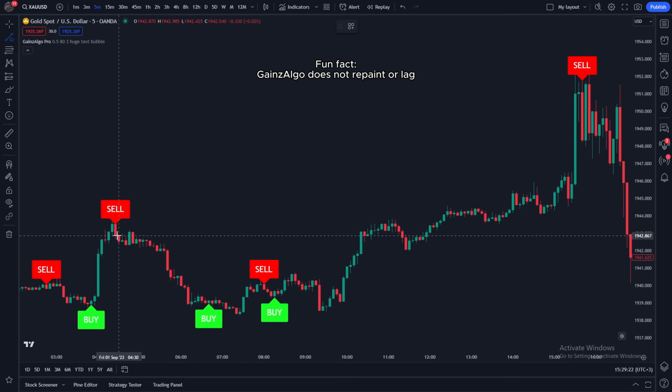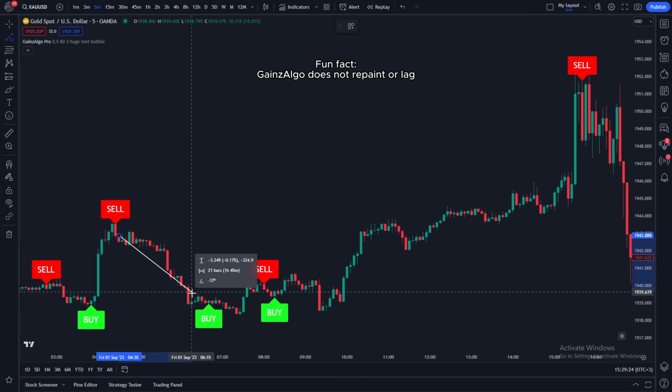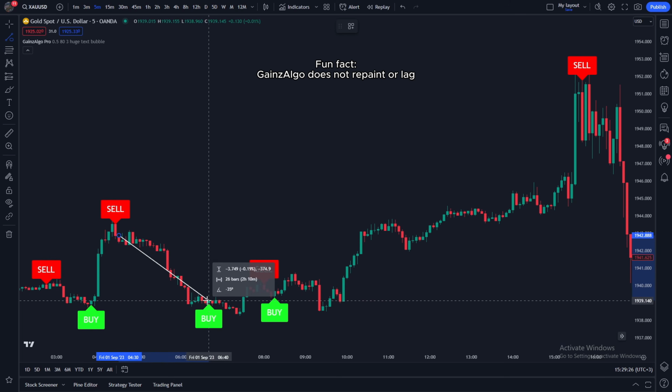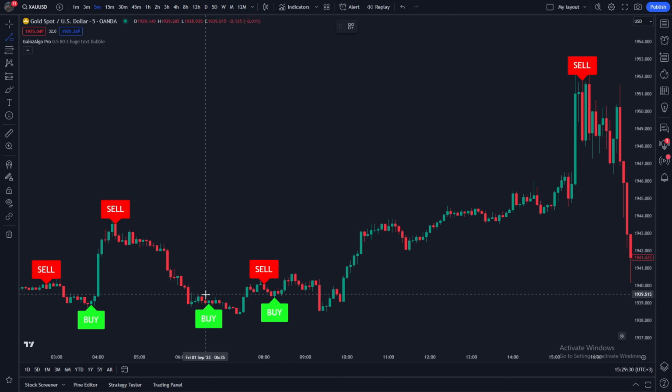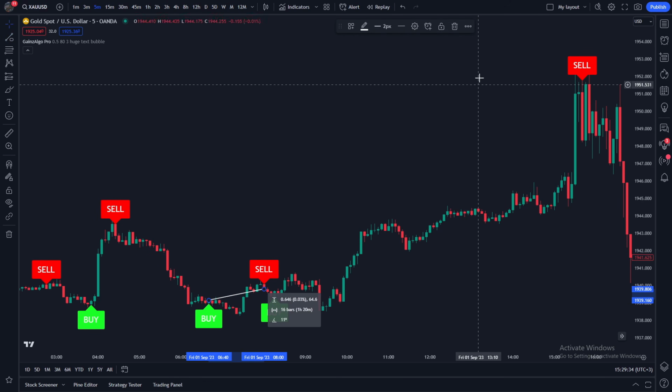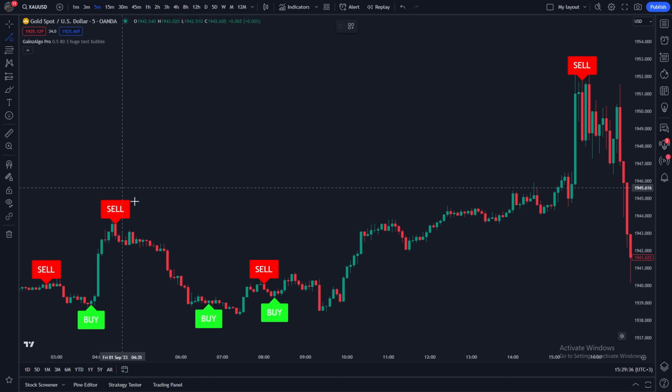Then once again, another short. As you can see, this one is way bigger than that first one. Boom, easily profitable trade. Then we have another buy signal here. Boom, easy, right? I mean, back to back. So far we had 4 back-to-back profitable trades.